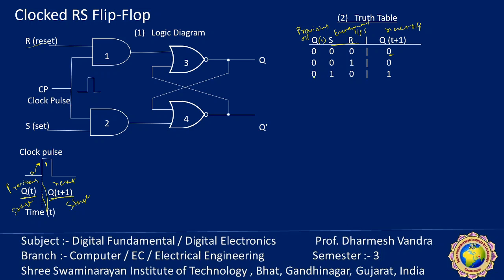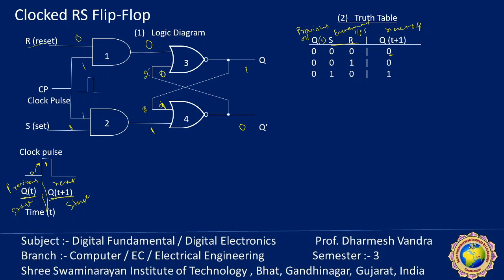So Q is equal to 0 and Q dash is equal to 1. Set is equal to 1, reset equal to 0. Clock is given. So the next Qt plus 1 is generated. During that, 0 1 of gate number 1, so the output is 0. 1 1, the output is 1 of gate number 2. In a NOR gate, if any one input is 1, the output is 0. This 0 is applied here, so it will change. 0 0, the output is 1.